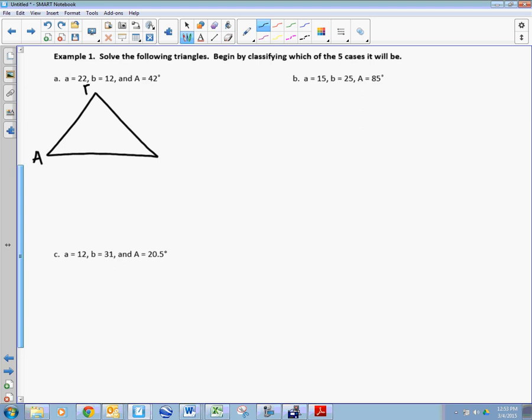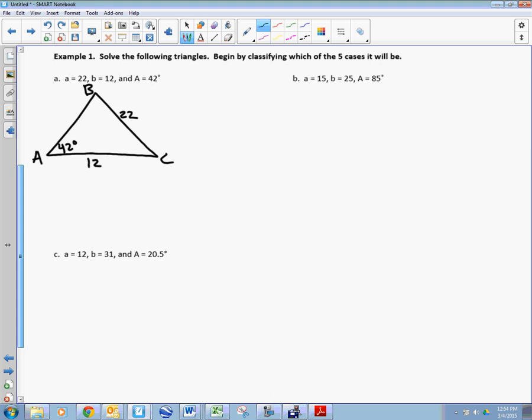Angle A, angle B, angle C. Angle A is 42 degrees. Angle B, we don't know. Side B is 12, and side A is 22. Is this an angle, side, side, angle? What is it? Side, side, angle, because you got 2 sides, and the angle is not included between them.